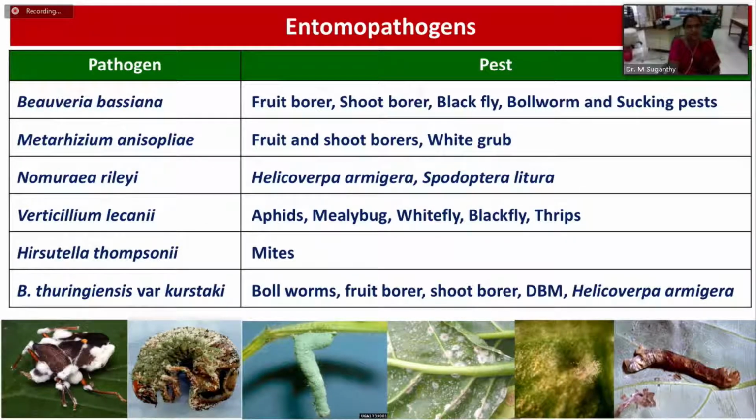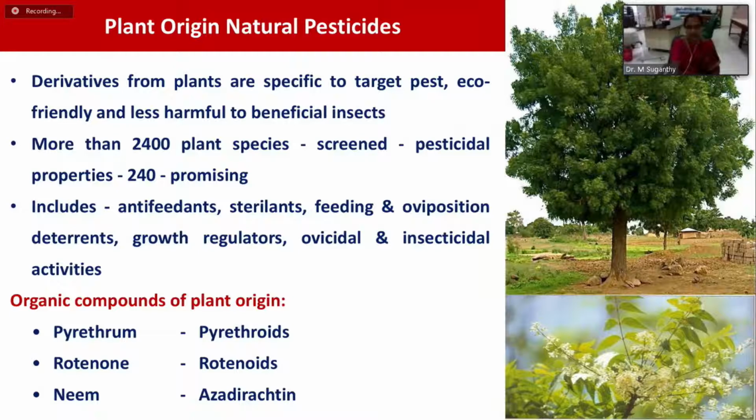Then comes the important one, plant origin pesticides. More than 2,400 plant species have been screened, and out of them about 240 plants were found to be promising with insecticidal properties, which include anti-feeding property and sterilants. Some of the botanicals are used as sterilants. Then they act as feeding and oviposition deterrents. They affect the growth of insects and act as growth regulators. Apart from that, they have ovicidal and insecticidal activity.